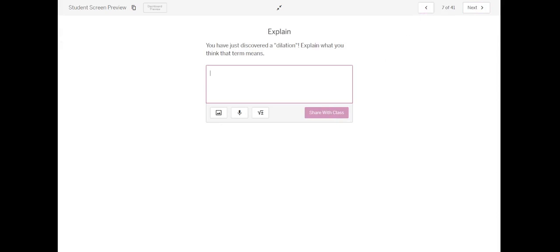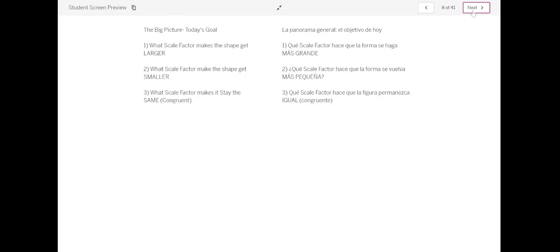When you have a dilation, you can dilate to be bigger, to be smaller. You can also just dilate to be the same. Most people will say it's not dilated, but really it's a scale factor of 1. So once again, the big picture of today is what scale factor makes a shape bigger, what scale factor makes the shape smaller, and what scale factor makes it stay the same. Those are the big 3 ideas for today.